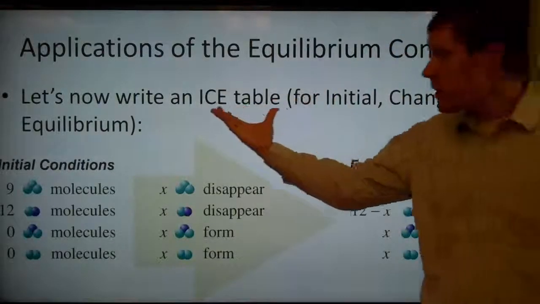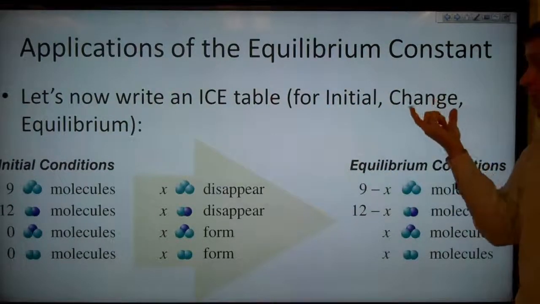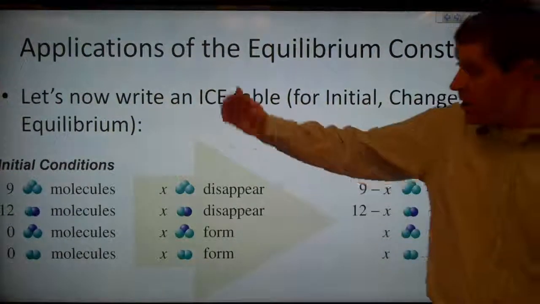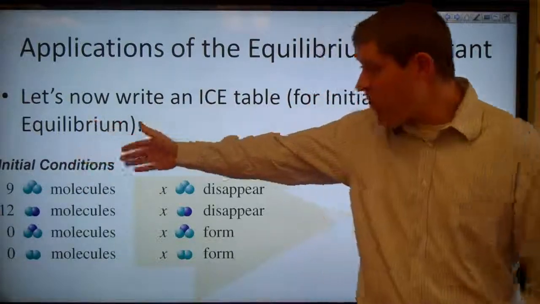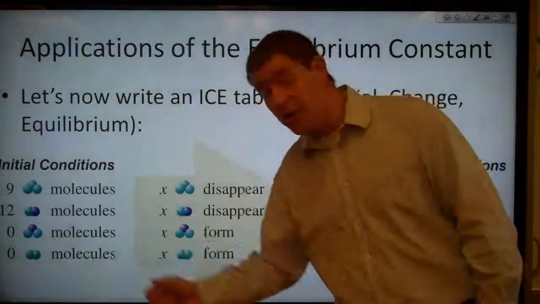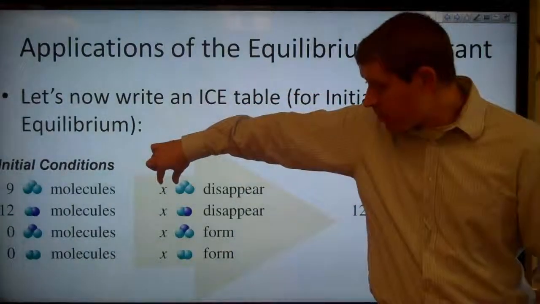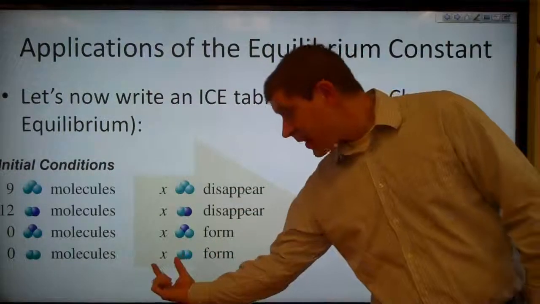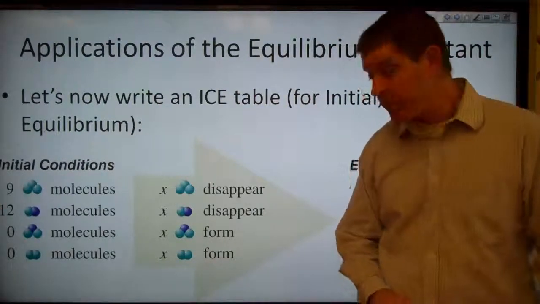So now let's write an ICE table. ICE there stands for initial concentrations, change in concentration, and equilibrium concentrations. So the initial conditions were that we have 9 and 12 of our reactants, 9 and 12 molecules respectively, and we have 0 of our products. Well, we have X numbers of molecules of each of our reactants disappear, and we have X numbers of each of our products form.